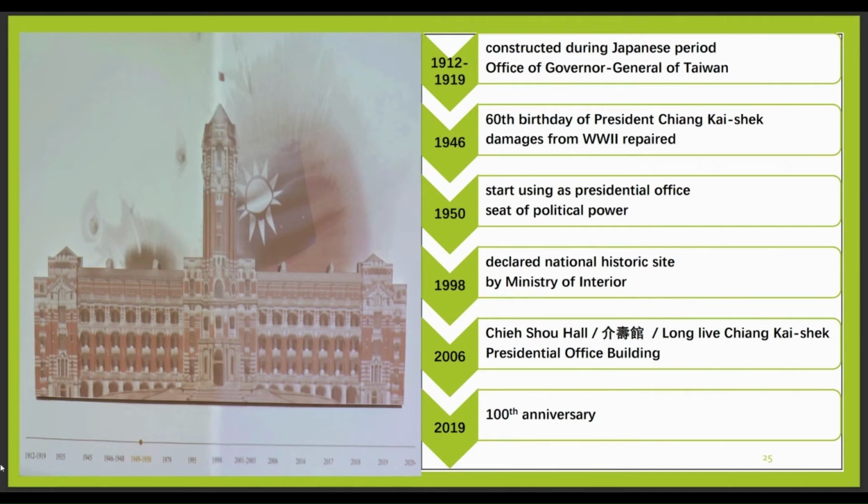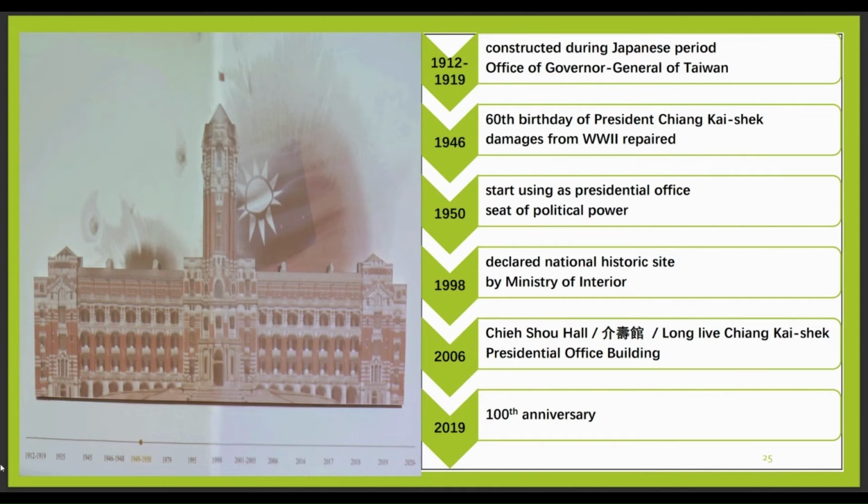After the Second World War, we know that Chiang Kai-shek moved from mainland China to Taiwan and became the first president in Taiwan. However, during the Second World War, the building had been damaged, and now they started to repair and renovate the building in honor of the 60th birthday of President Chiang Kai-shek. And starting 1950, this building then was used as a presidential office, and ever since has been the seat of the government, the seat of political power.